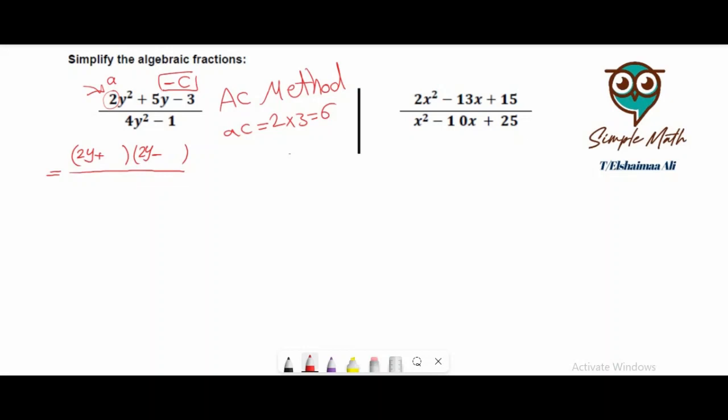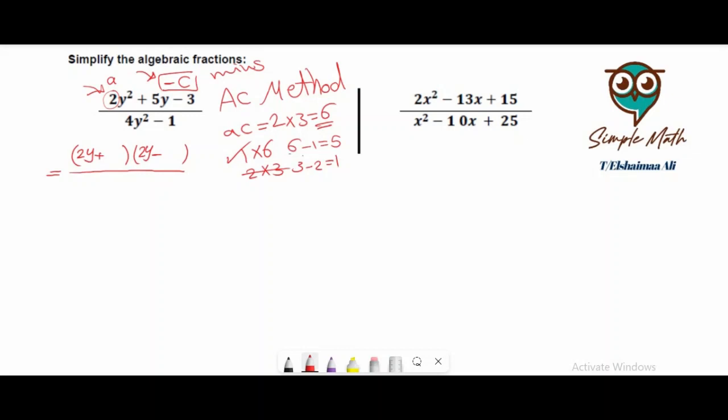Okay, and for the second term, I need to get the factors of 6. What are the factors of 6? It's 1 times 6 and also 2 times 3. So what am I going to choose? I will choose the two numbers whose difference I take, because c is negative, like minus as I said before. If I subtract 6 minus 1, it will give me 5. So I'm going to take this 1 times 6. I don't need 2 times 3 because 3 minus 2 gives me 1.